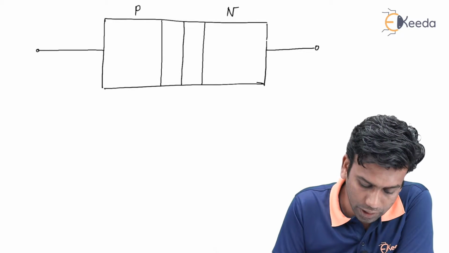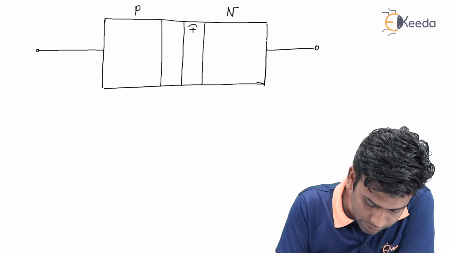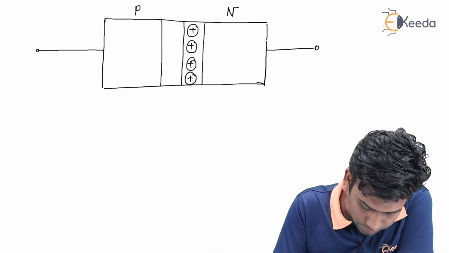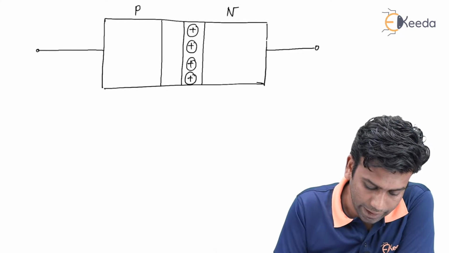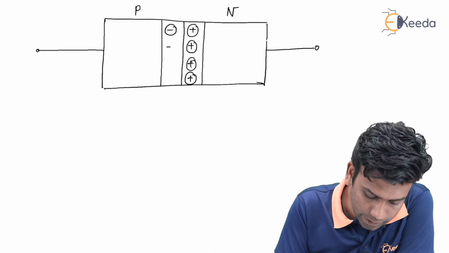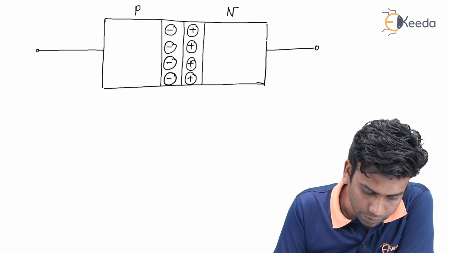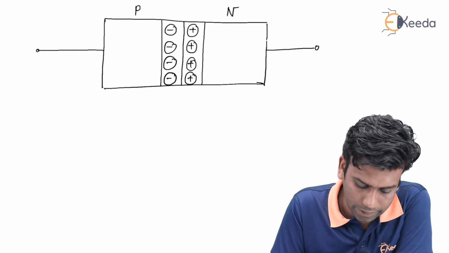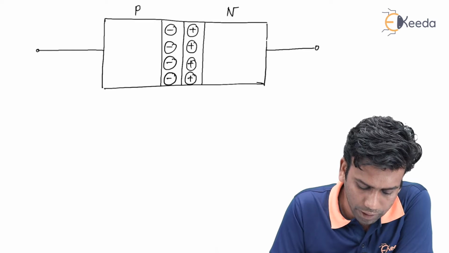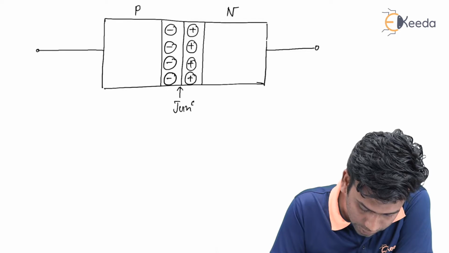In the depletion region of the N side there will be positive donor ions, and there will be negative acceptor ions in the P side depletion region. Now, we can see that some positive and negative ions have accumulated near the junction, and this point is the junction.